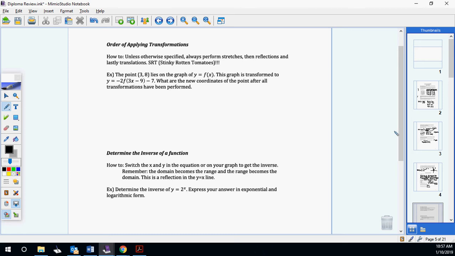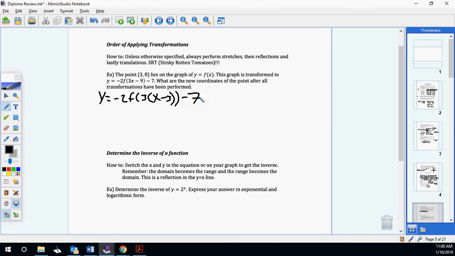So, example: the point (3, 8) lies on the graph y equals f of x. The graph is transformed as shown. What are the new coordinates of the point after all the transformations are performed? I'm going to pause the video. I want you to try this, and then we'll do it together. I'll start working on it as you finish. Like I said out loud, make sure you pull that 3 out so you can see your actual horizontal translation. So it's y equals -2 f of 3 times (x minus 3) minus 7.